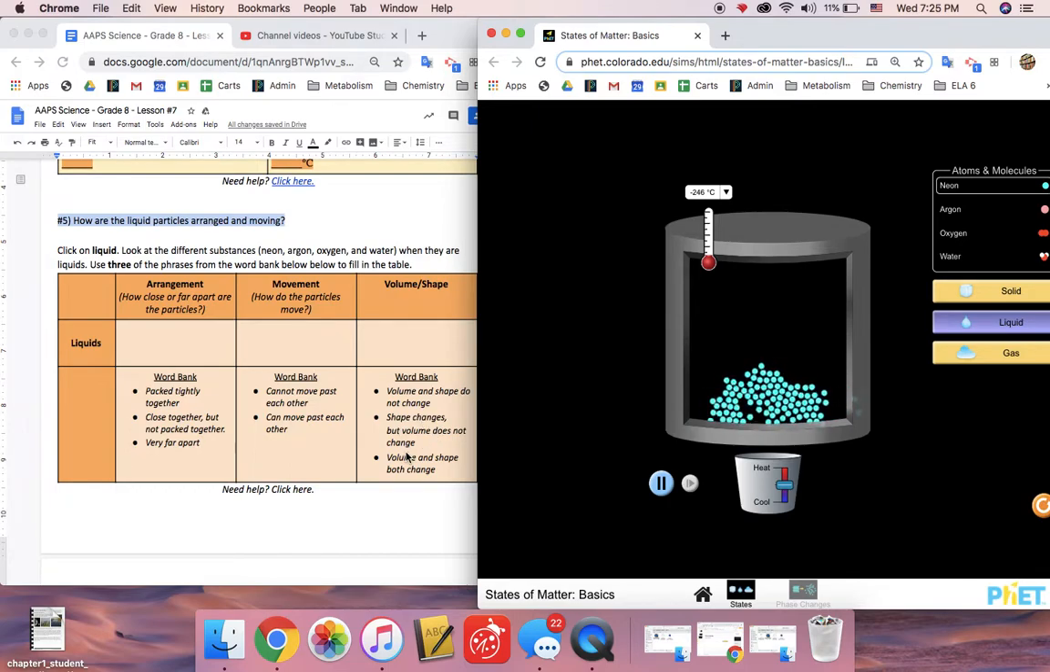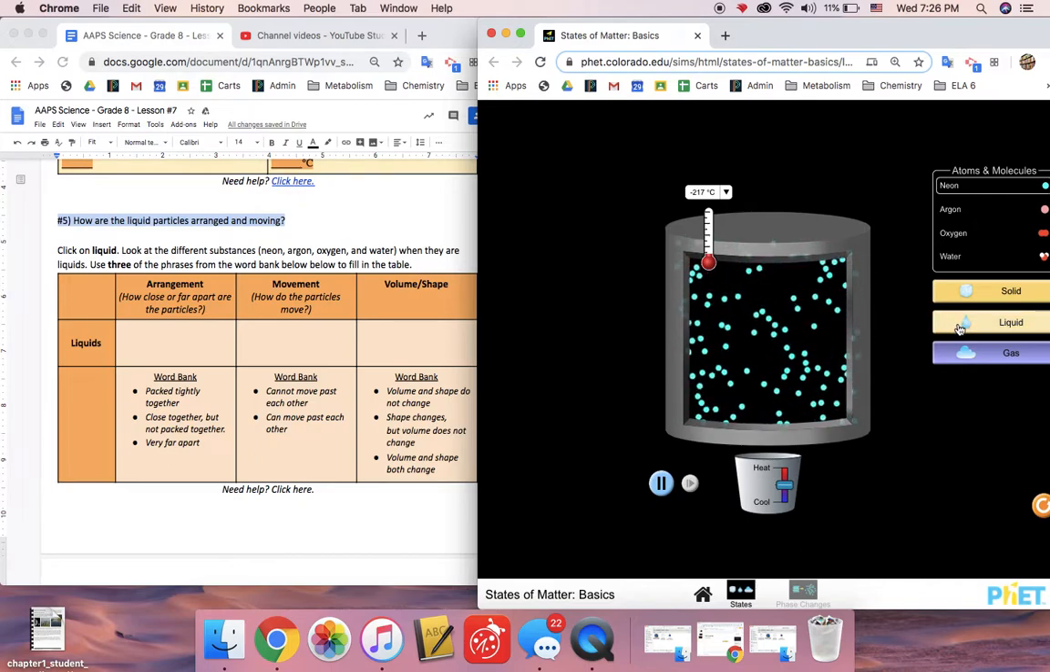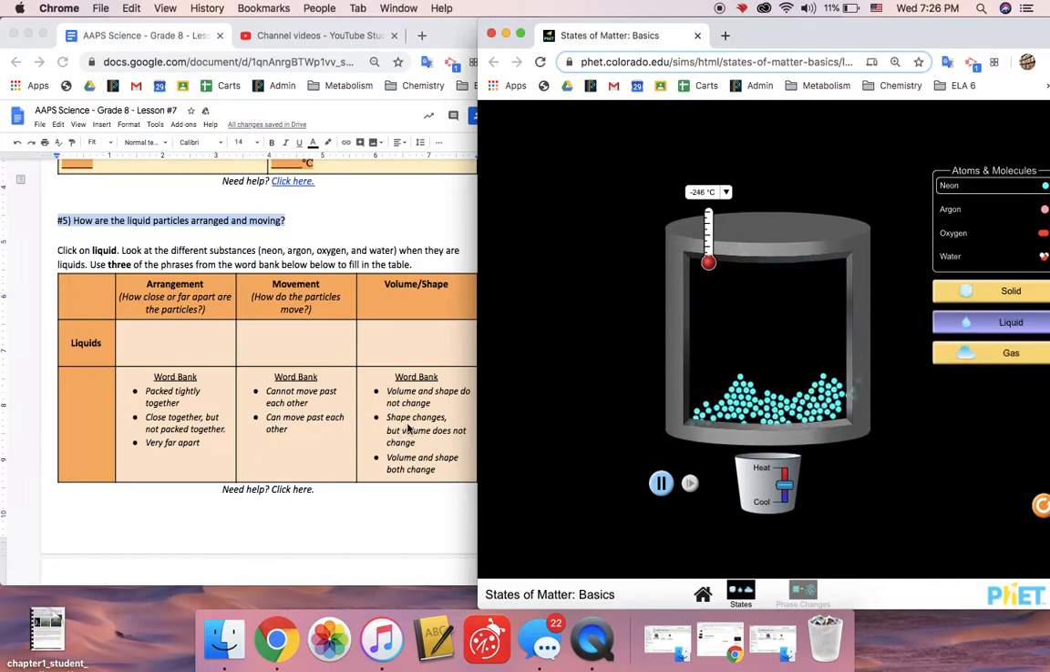Now, volume refers to how much space is being taken up. So I'm noticing that it's taking up about this much space. If I turn it into a gas, notice how the amount of space it's taking up is changing. So I'm going to say that the shape changes, but the volume doesn't change. It's kind of like if you have a glass of water, you can pour it into a bunch of different shaped cups, and it might take a different shape, but the volume, or how much space it's taking up, doesn't change. You're still drinking the same amount of water.